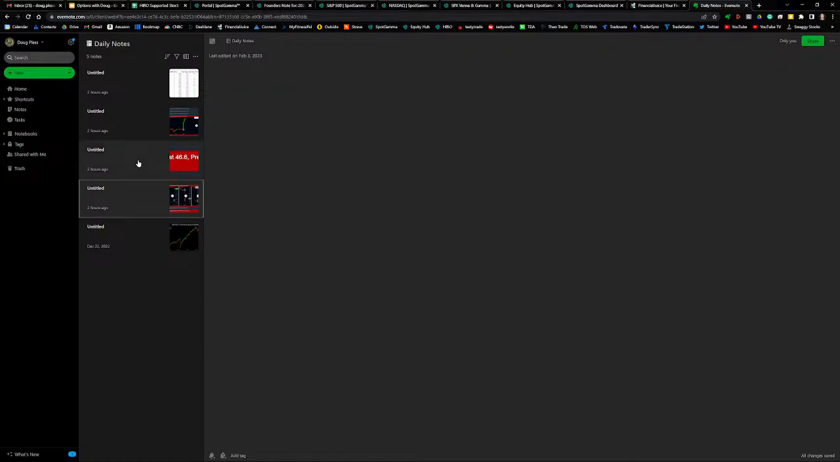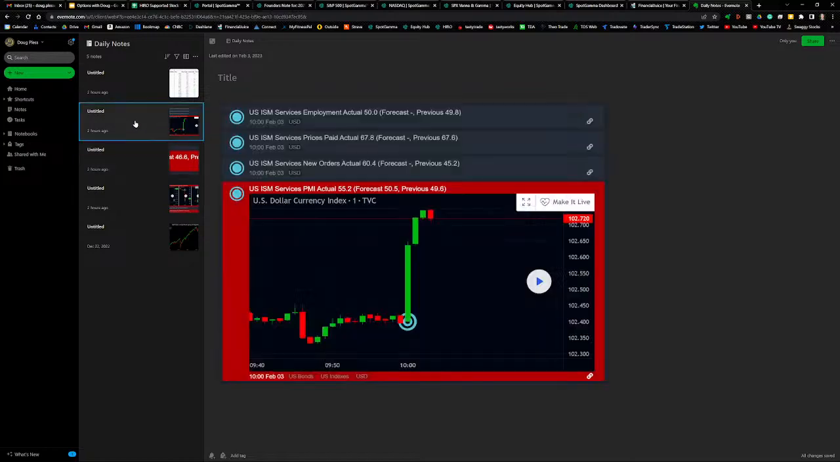And then at 9:45 a.m., the services PMI came in about in line with forecast, still less than 50, so in contraction. And at 10 a.m., the ISM services PMI came in at 55.2, higher than forecast and above 50, so in expansion. So that's the news. That's the end of the news for the week. And you can see how the market interpreted that data.